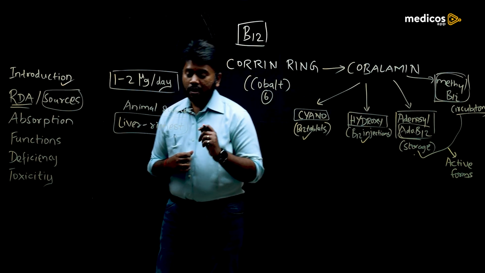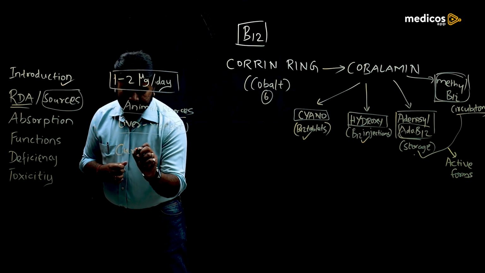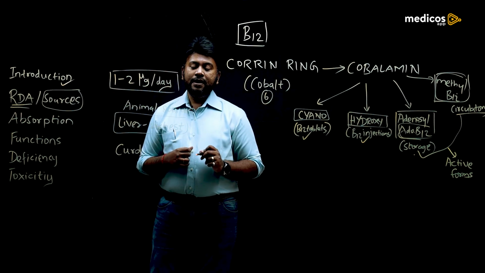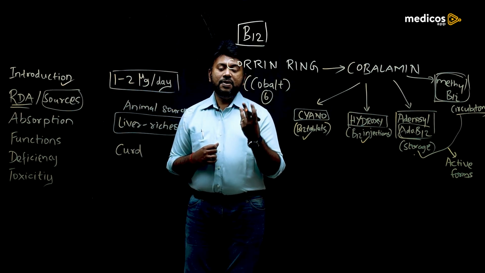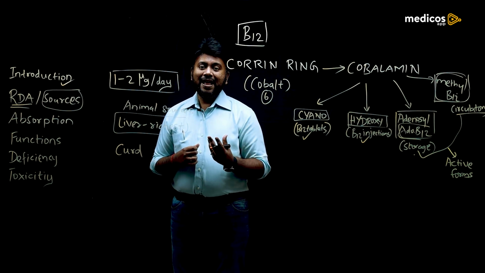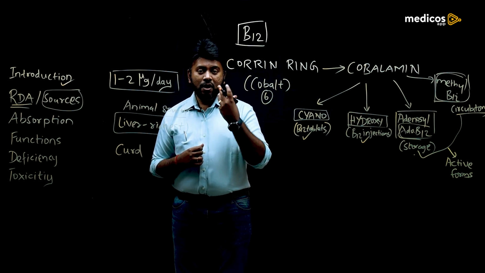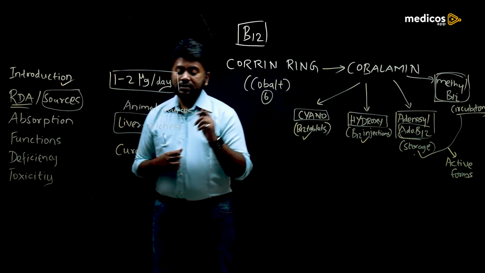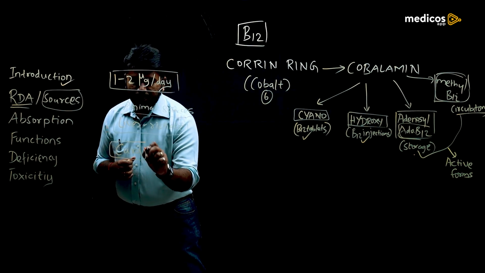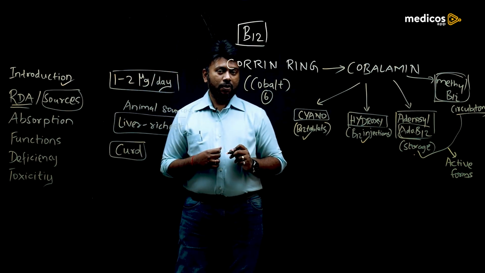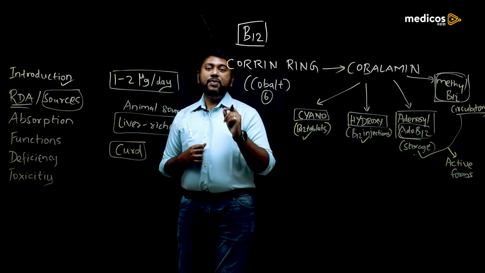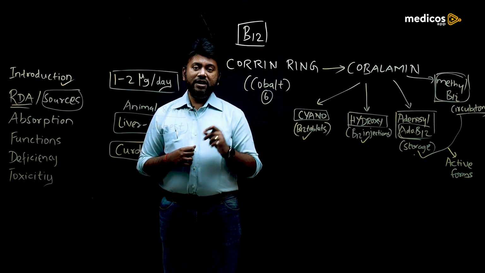They can get B12 only through curd. In curd we will be having lactobacillus, and that lactobacillus has the capacity to synthesize vitamin B12. So that is the only source of vitamin B12 for vegetarian people. That's the reason vitamin B12 deficiency is more common in vegetarians.